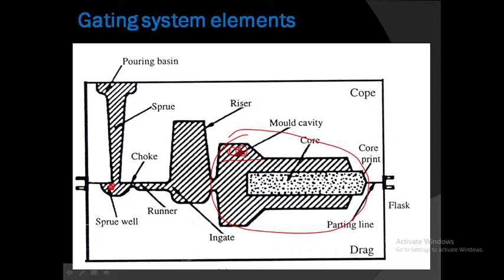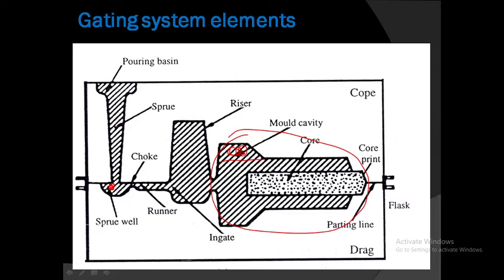Now the next function is that the flow of metal entering the gating system should be controlled. The entering velocity of the molten metal should be low, and there should not be too much erosion of the mold. If the velocity increases, it causes erosion of the mold. So the flow of molten metal should be controlled.